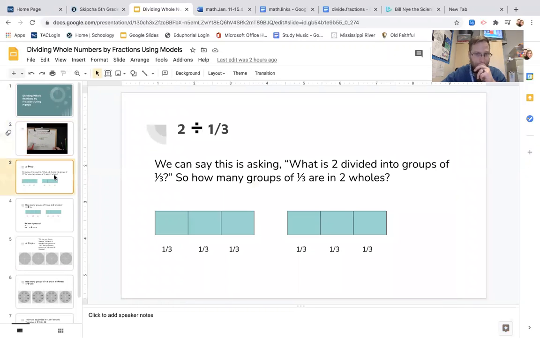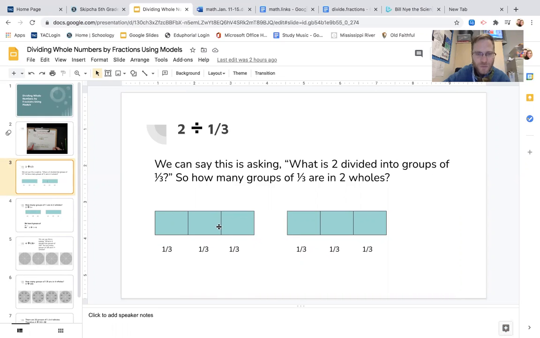Let's go here though. So let's say I had 2 divided by 1/3. What we can say this is asking is what is 2 divided into groups of 1/3? So how many groups of 1/3 are in 2 wholes? So I have 2 wholes, 1 whole, 2 wholes, and I have cut them into thirds. How many groups of 1/3 are there?